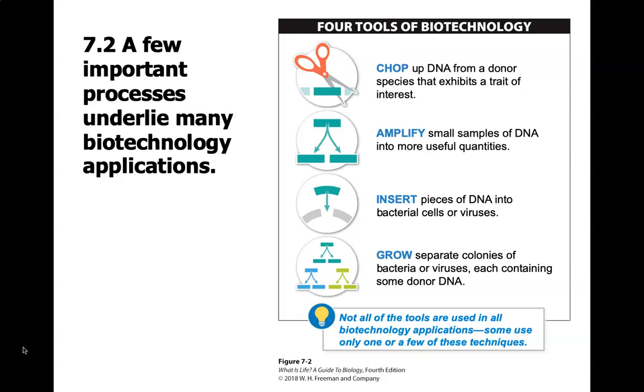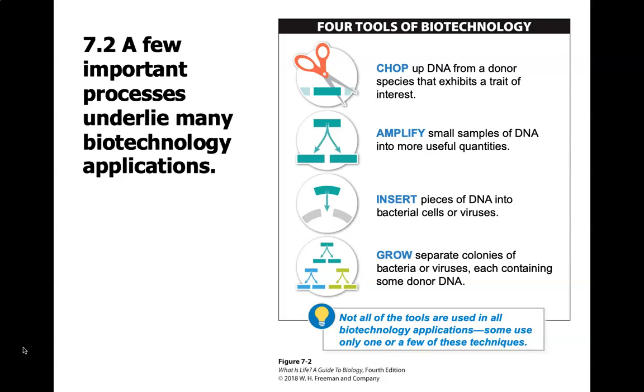Then we need to take that piece of DNA that has the trait that we're interested in, and we need to put it into something else. In general, this is going to be bacteria or viruses as sort of little carrier machines for us to copy the DNA, to produce proteins from it, and we'll talk about how that happens. Once we insert it into those bacterial cells or whatever organism we need to insert it, we need to grow them.